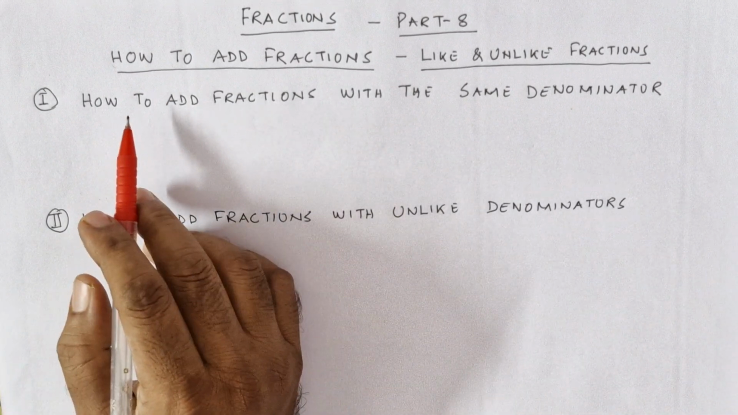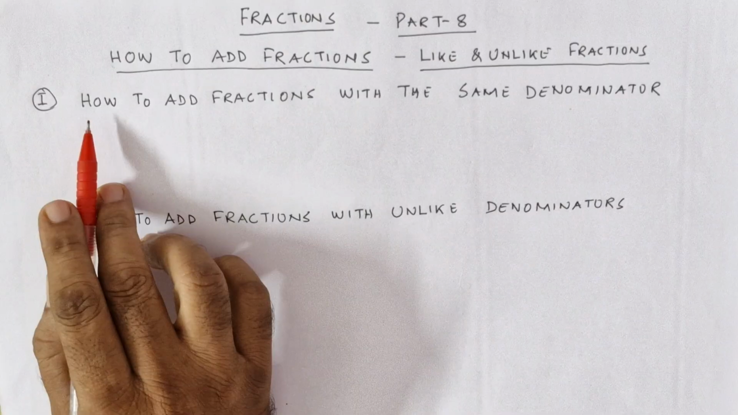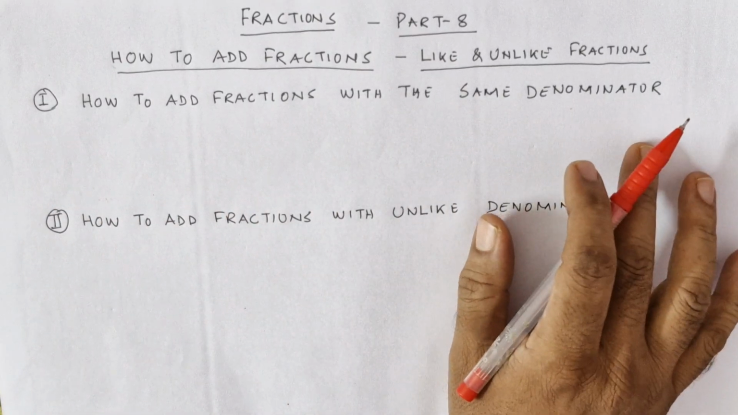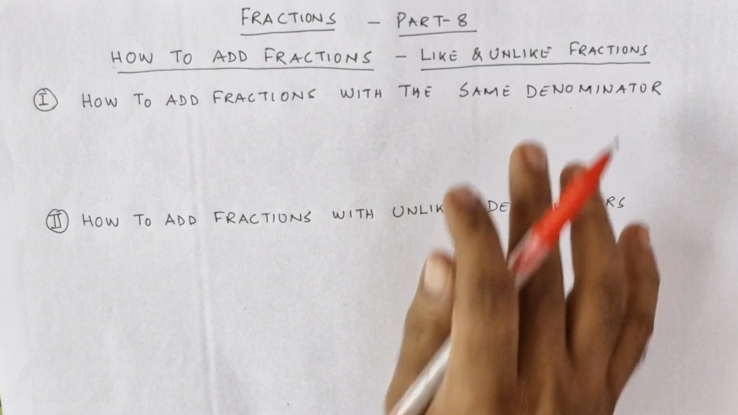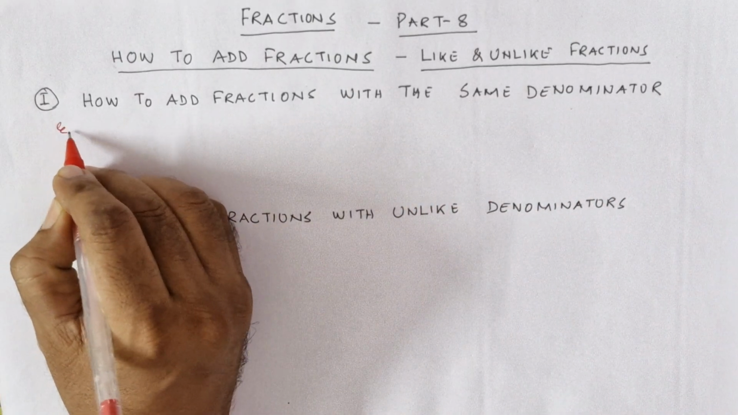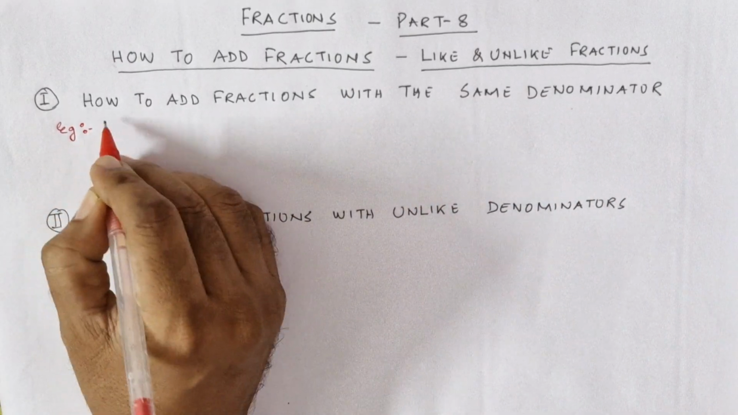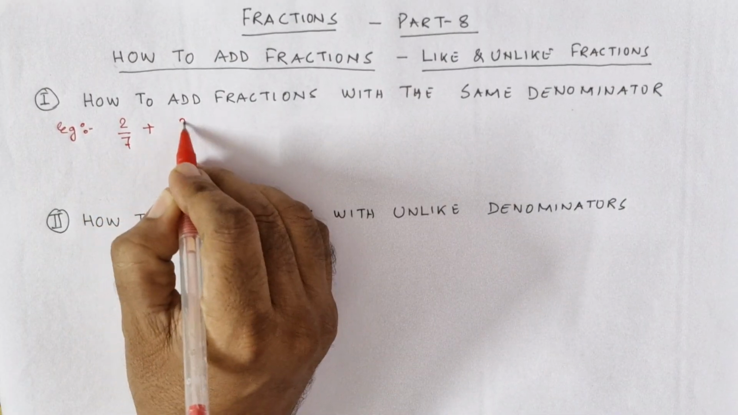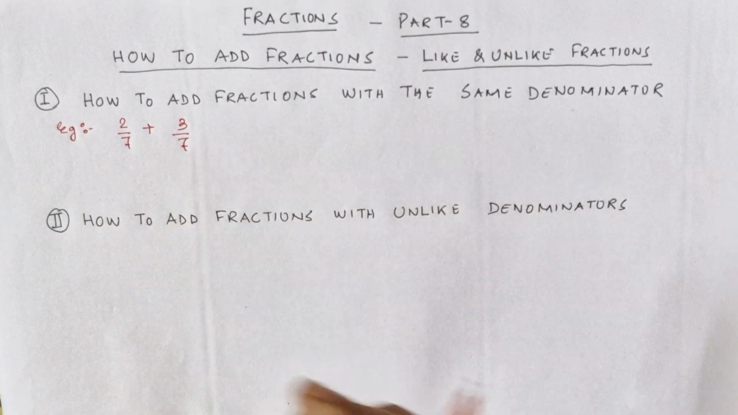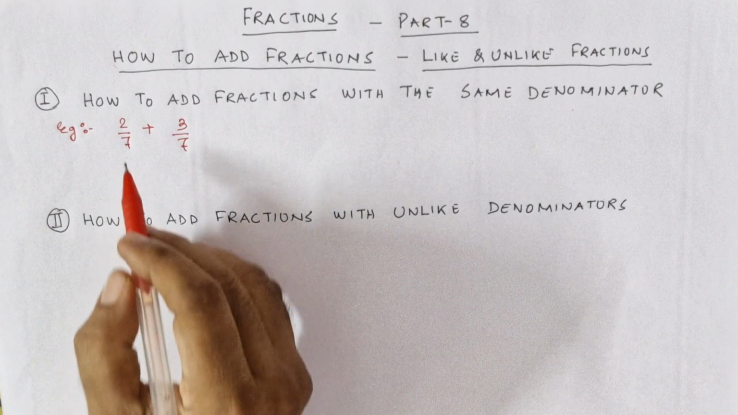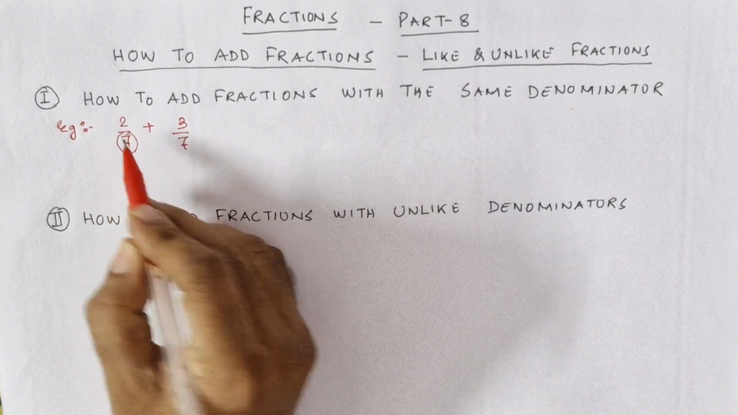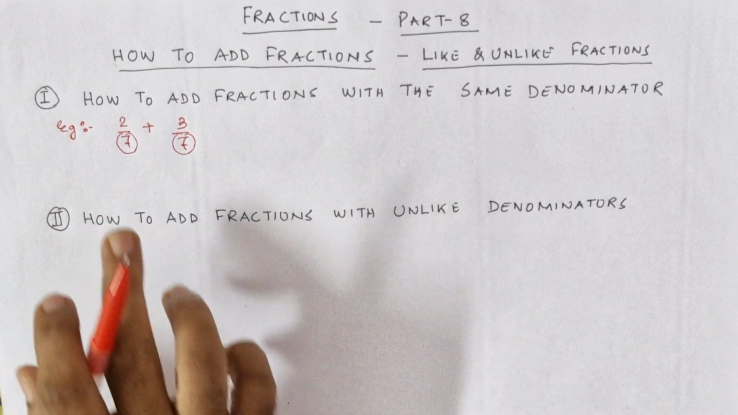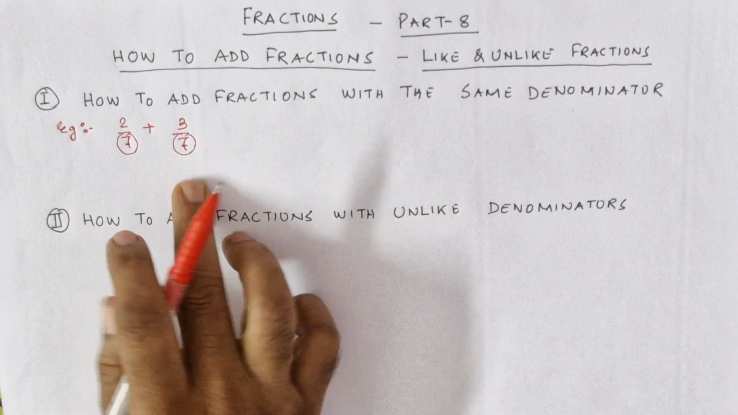Okay, so let's jump into the first aspect, how to add fractions with the same denominator. Okay, so these are like fractions. So let's take an example and see what we need to do. So we have two fractions and we need to add them. Whenever you get a fraction, check the denominators, whether they are the same or different. So here the denominators are the same. It means both the fractions are like fractions.